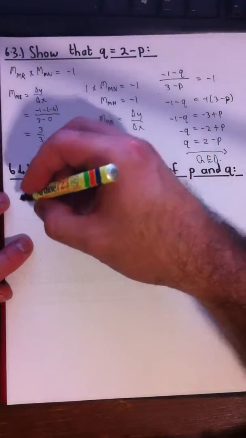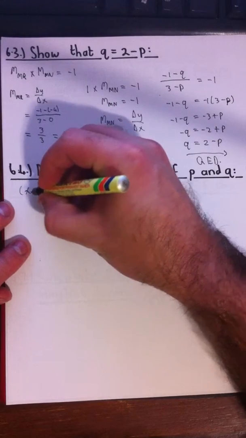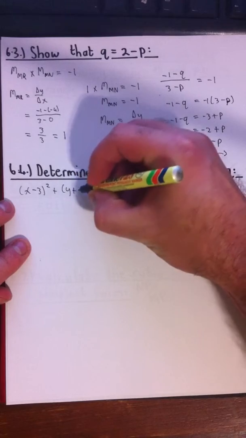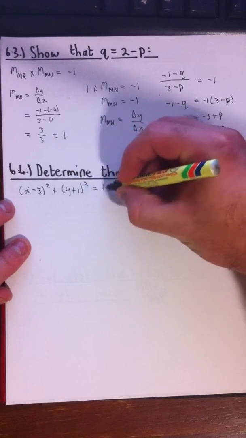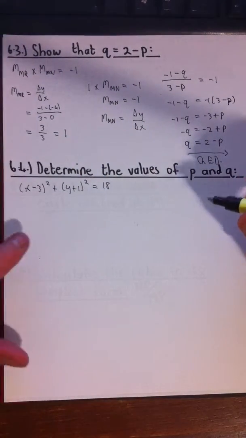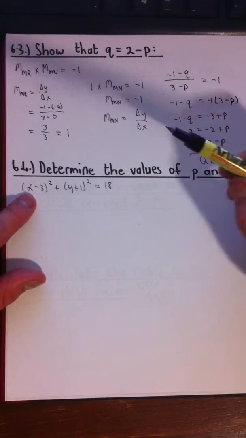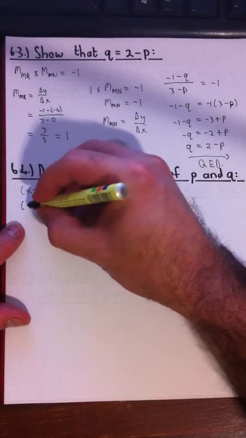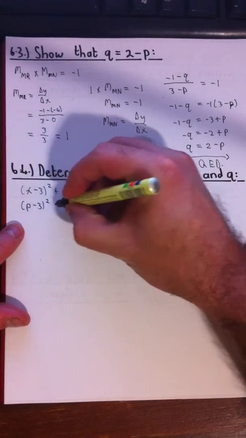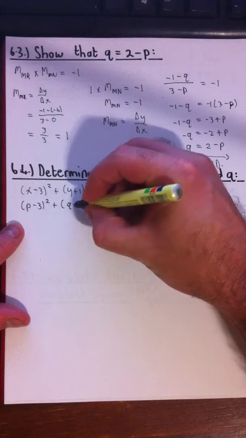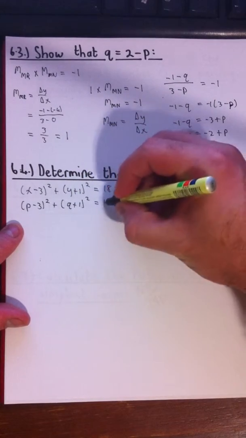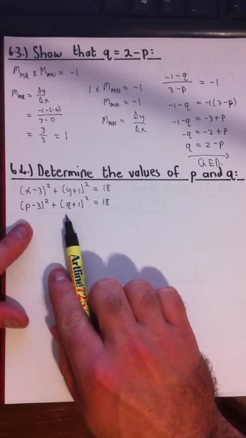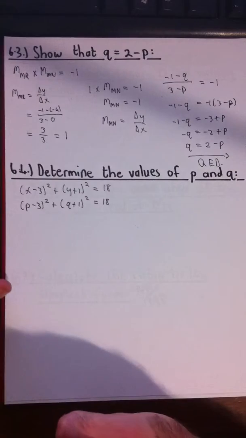Now let's rewrite our equation of the circle first. We know that it was x minus 3 squared plus y plus 1 squared equals 18. Okay, now we'll replace the x with a p and the y with a q. So we've got p minus 3 squared plus q plus 1 squared equals 18. But now the problem is we've got one equation and two unknowns. And that's a problem, because then you cannot solve the equation.